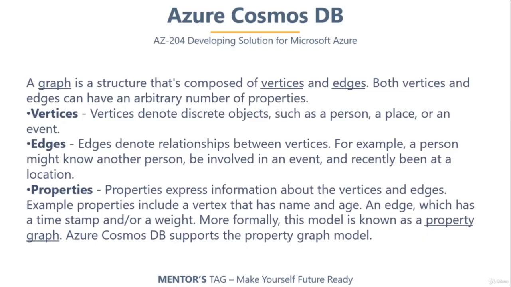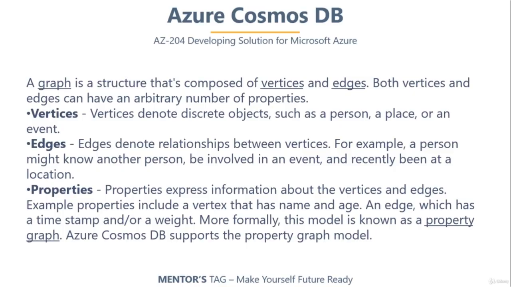Remember, the graph DB which we are discussing right now is actually nothing but a structure that's composed of two things, which are known as vertices and edges. Now in this case, this is not the graph which you may be visualizing, like a bar chart or a line chart kind of thing. This is actually a combination of vertices and edges.